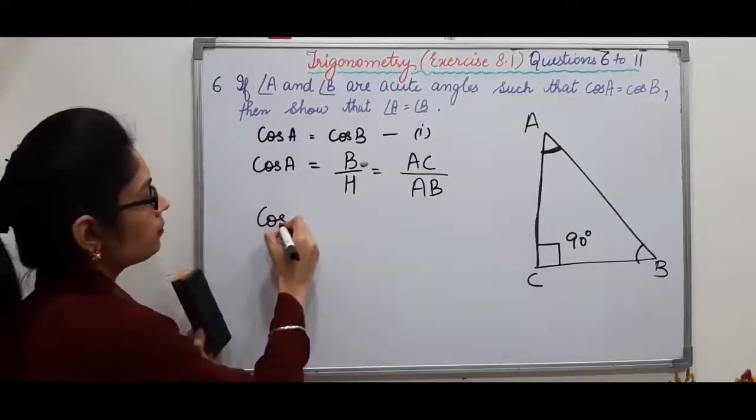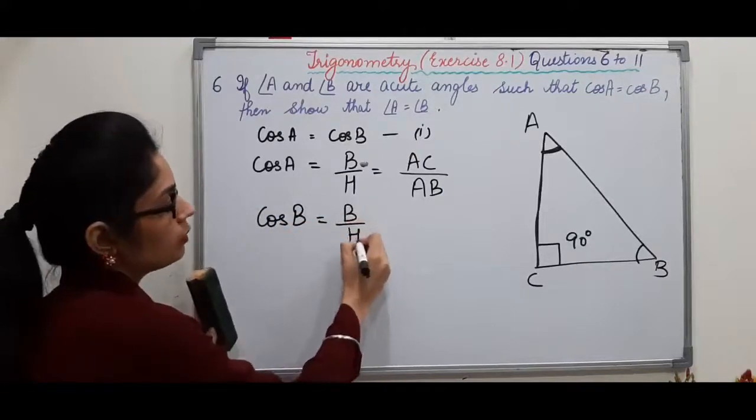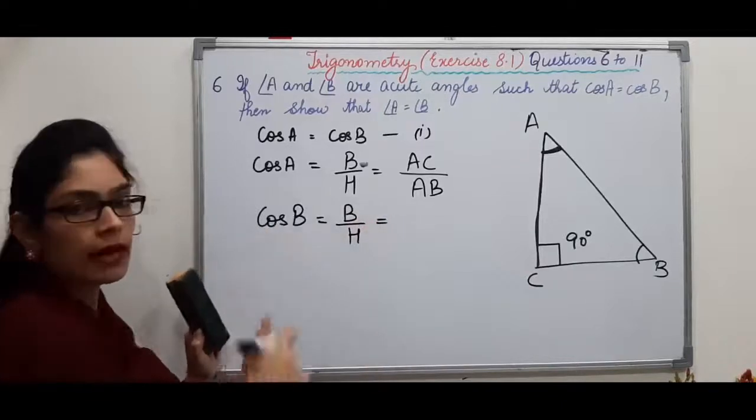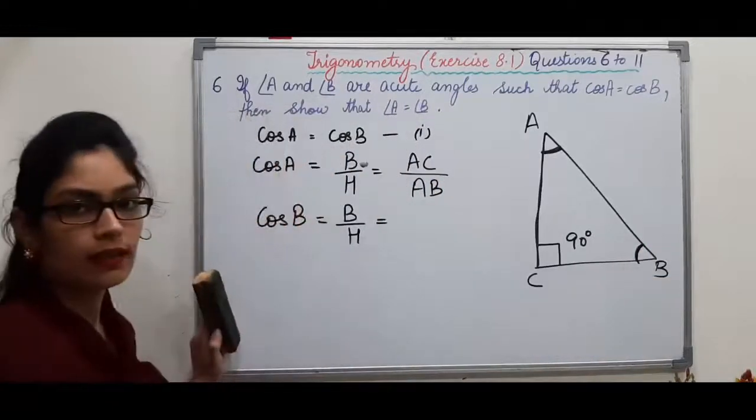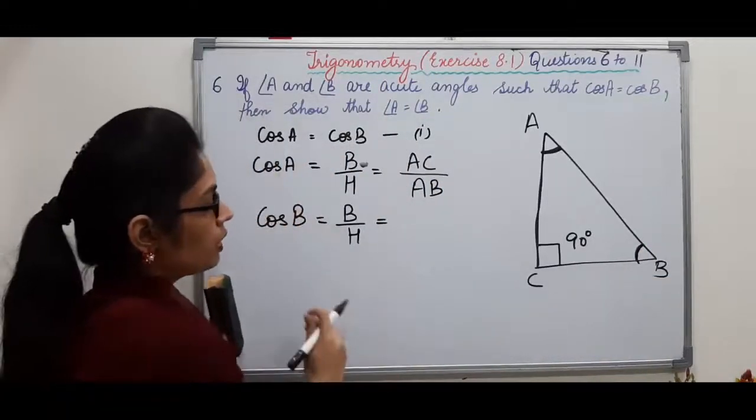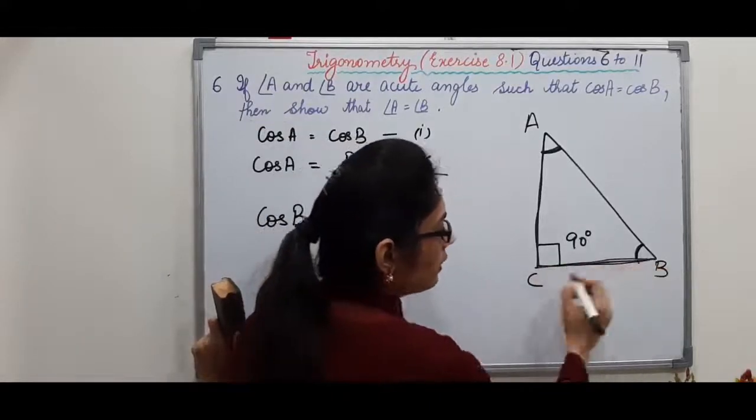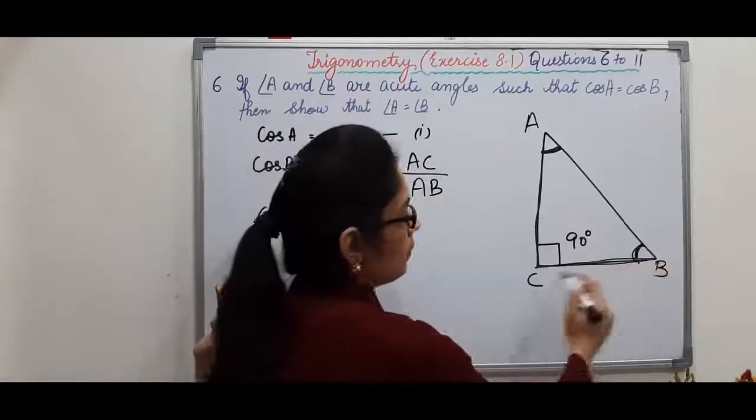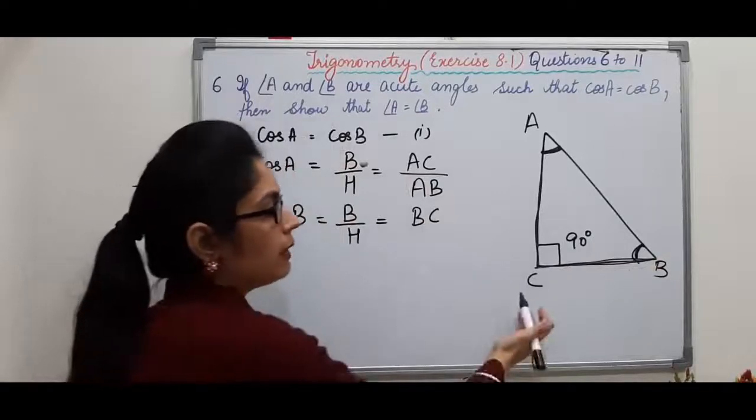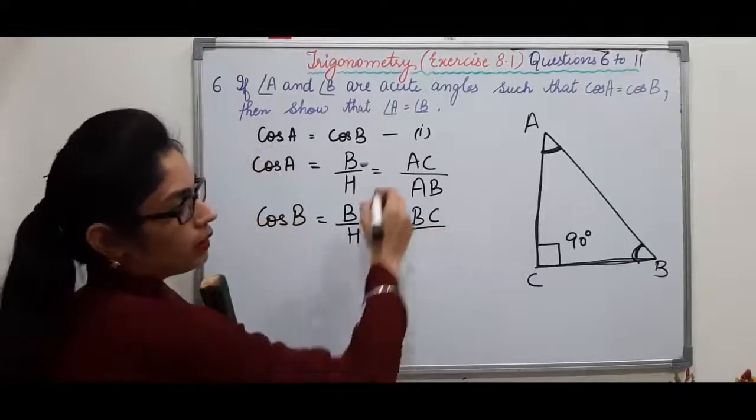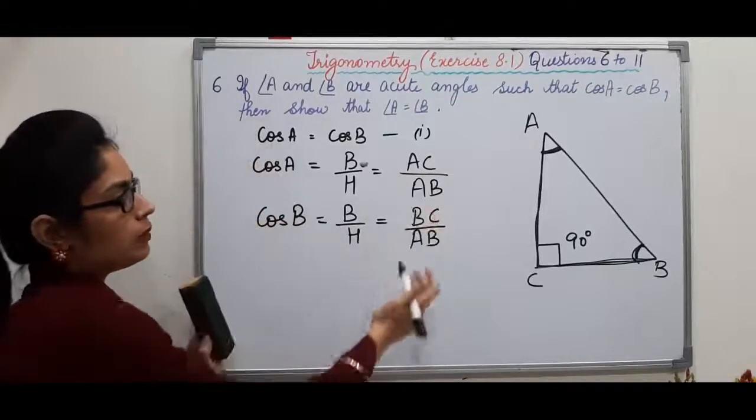Now cos B. Again cos is base upon hypotenuse. Now we are writing the value of cos B. So with respect to angle B, we have to see which side is the base of the triangle now. Base is always the adjacent side. So adjacent to angle B, BC is the side, which means if we are taking angle B, BC is the base in that case. Hypotenuse will remain the same. So cos B is equal to BC upon AB.